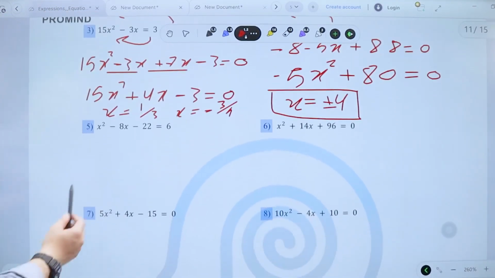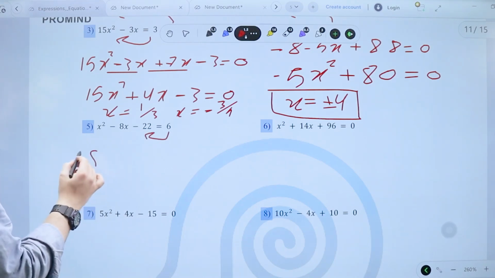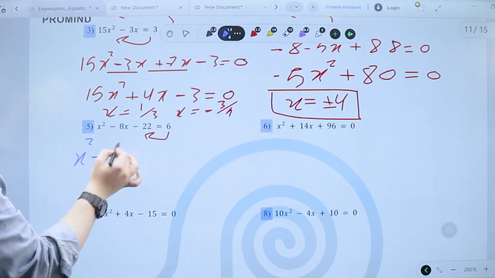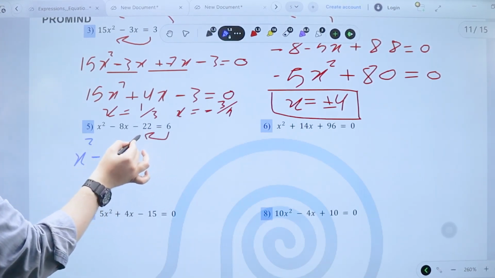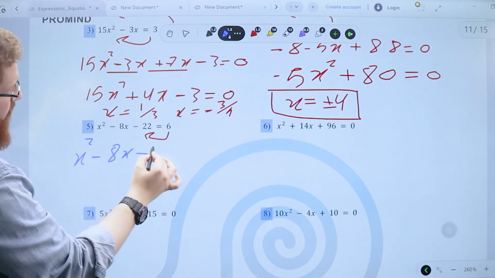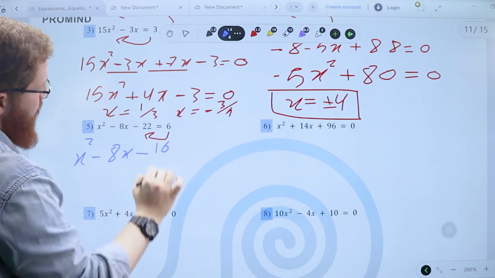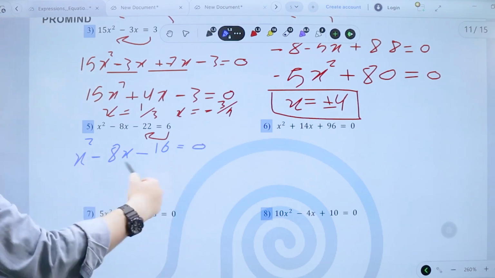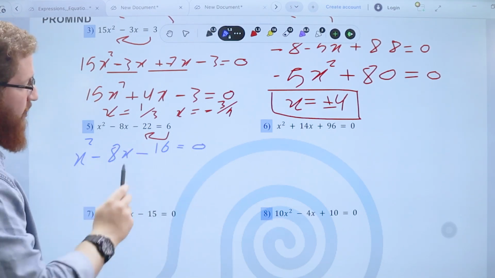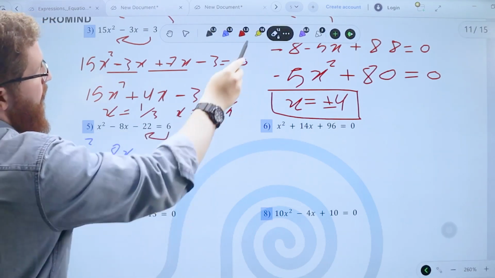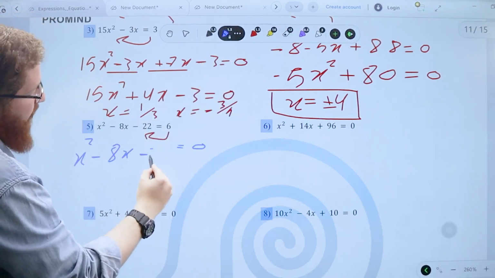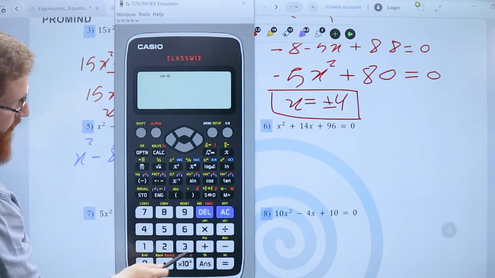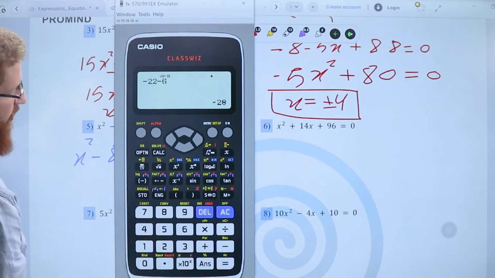Okay, let's continue. Move this x to the other side. It becomes x squared minus 8x. This becomes positive, so I'll have here minus 16, right? Yes, minus 16 equals 0. Where did the minus 16 come from? Minus 22 minus 6. No, it isn't minus 16. Minus 22 minus 6 will become minus 28. Using the calculator, just to be sure. You have to use the first setup. Minus 22 minus 6 equals minus 28.